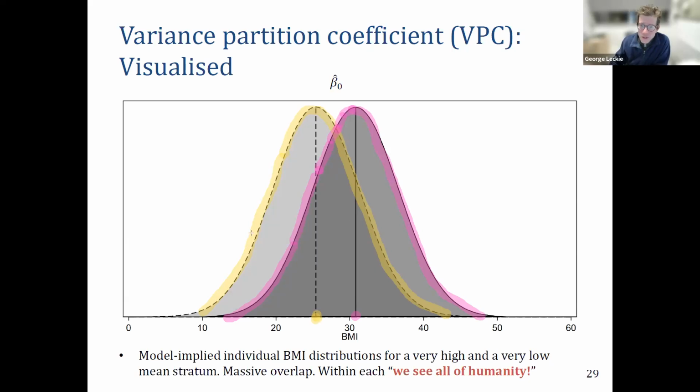Just knowing whether you're in the yellow or the pink distribution is going to tell me very little about your actual individual BMI score. That's a visualization of the fact that this is low VPC. If it was a high VPC, these distributions would pull apart and there'd be very little overlap.